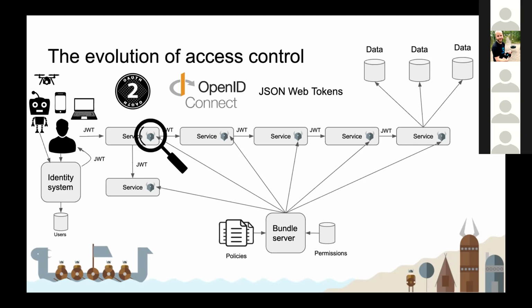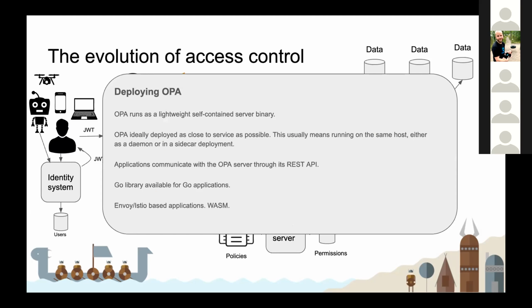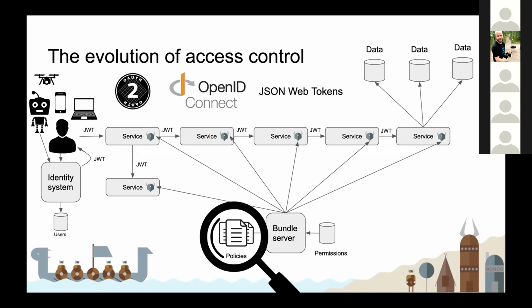So deployment-wise, OPA is a self-contained binary, and the normal way of running OPA in a microservice world would be as a sidecar. So you just start OPA next to your application. If you're running in Kubernetes, you'd probably run it as a sidecar, which is another container running in the same pod. But there are other deployment scenarios available too.